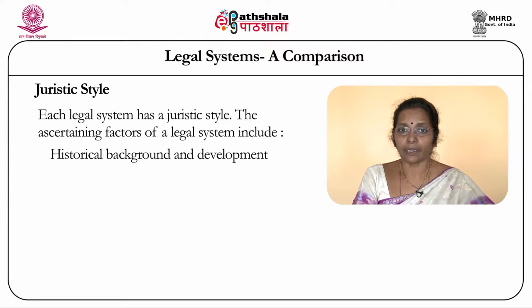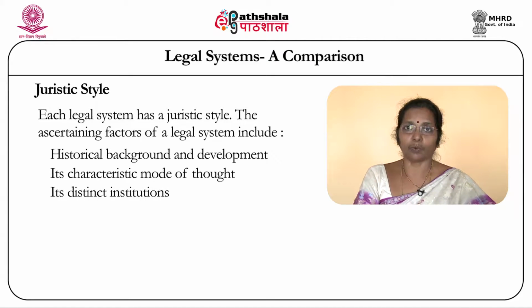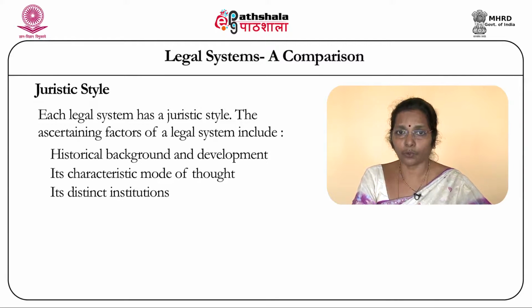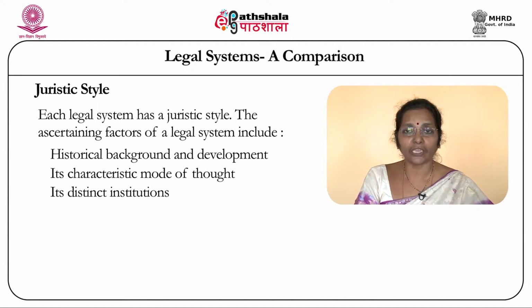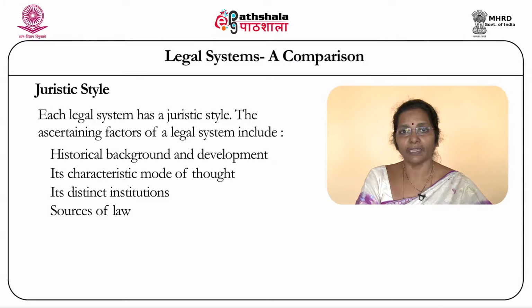The second is the characteristic mode of thought it has, the approach to the principles of law that exist. Thirdly, its distinct institutions. What are the distinct institutions? The setup of the courts, the institutions through which justice is delivered, and how they have operated is peculiar to a given legal system. Fourth, the sources of law. The sources of law for one country may be different from another country. Therefore, sources of law also form an important factor in ascertaining the juristic style of a legal system.